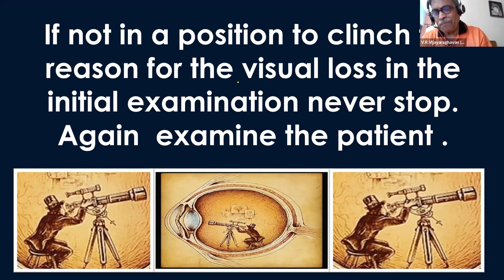But the basic importance is history, complaints, and proper approach. The most important thing is to find out the unexplained visual loss in the patient. Never forget these points: for example, tear film instability can produce visual loss. You have to look for blepharitis, you have to look for the pupil, and you have to do the field testing. These are all the common things you are supposed to do before arriving at a conclusion.